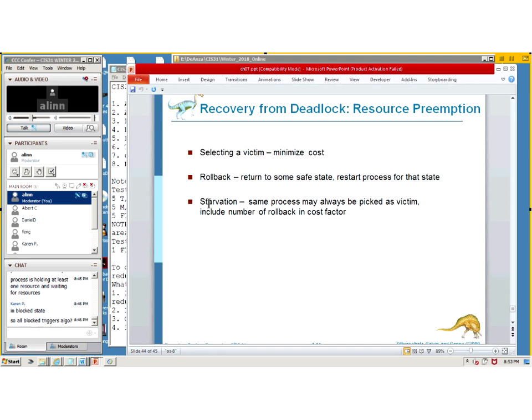There's always starvation possible, and you may always pick the same process to get rid of, and it may restart, right? The process may restart, and get selected to be killed again, restart, get selected.